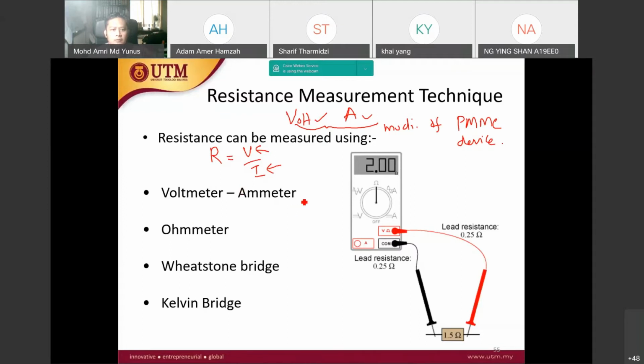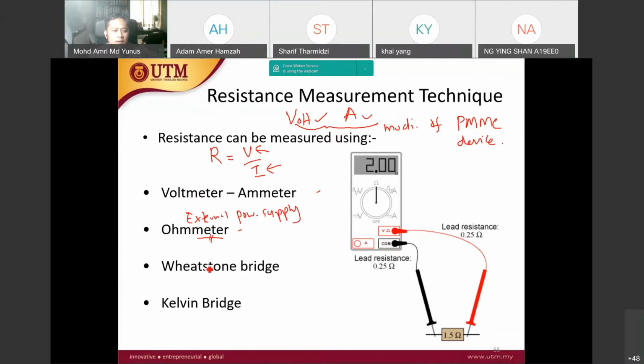So the techniques that can be used to measure resistance: by using a combination of voltmeter and ammeter, or by using an ohmmeter. For the ohmmeter, we will see how the PMMC can be modified to measure resistance. But for an ohmmeter, we will require an external power supply in its construction.